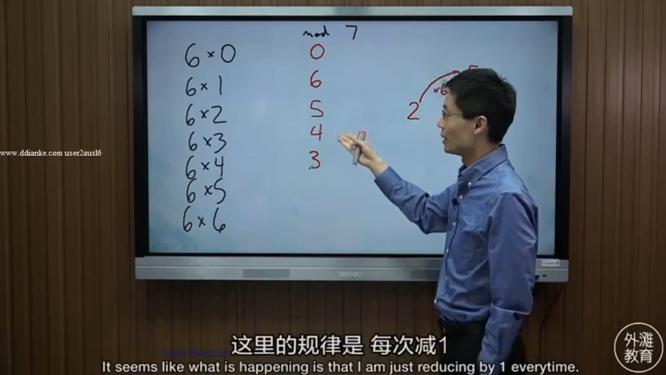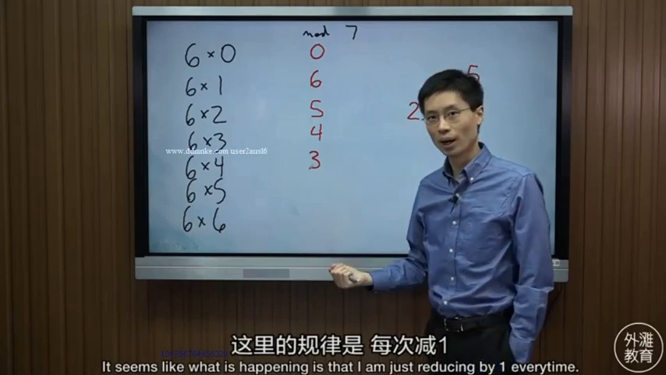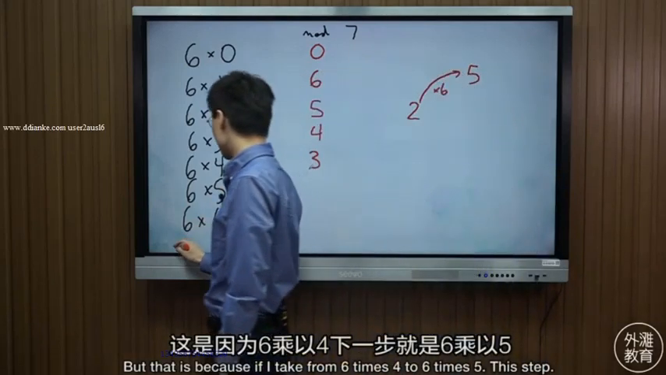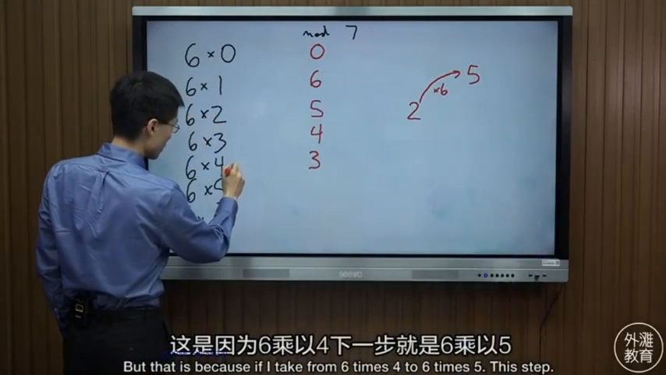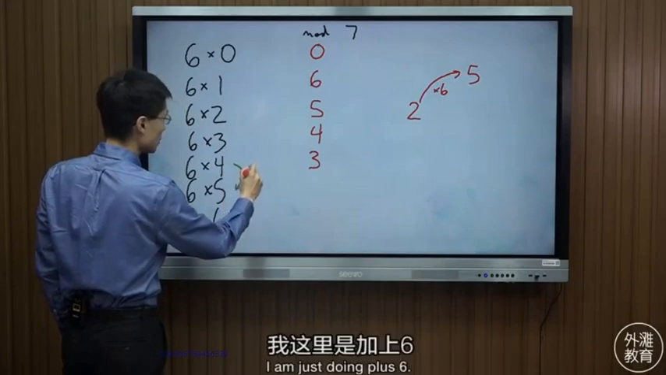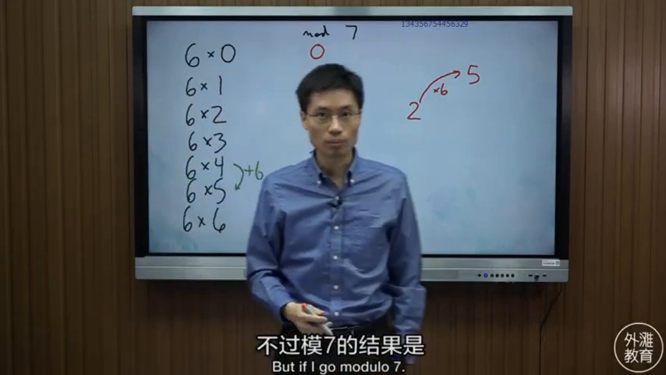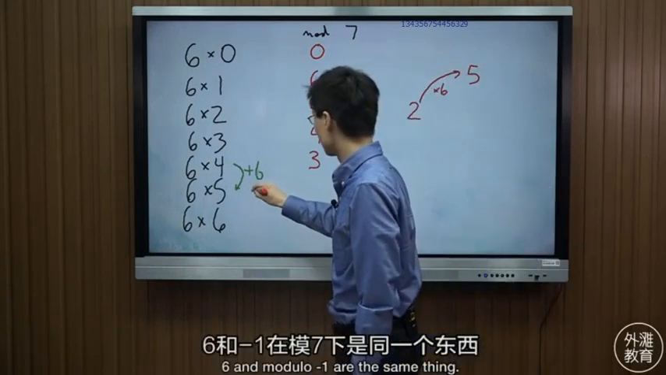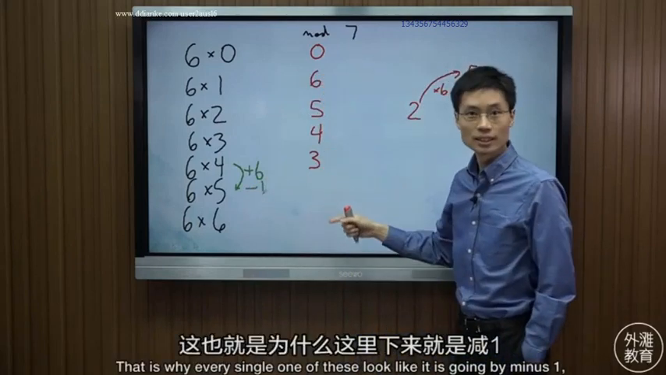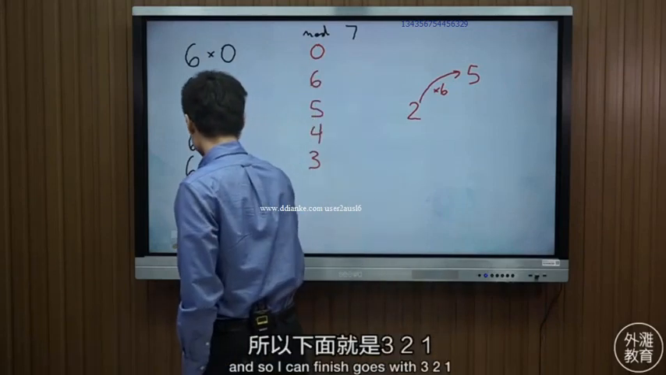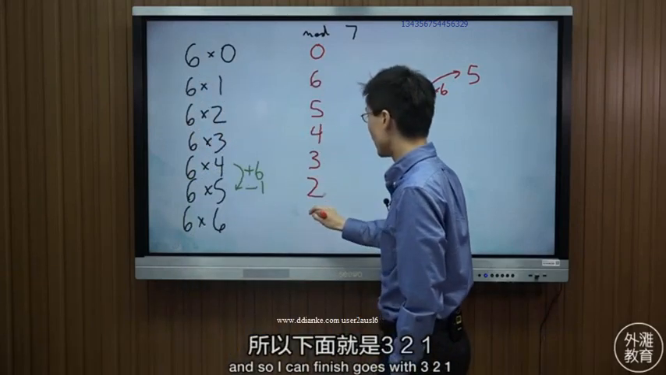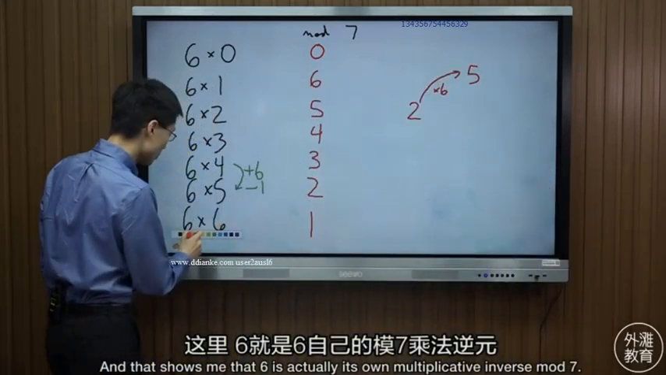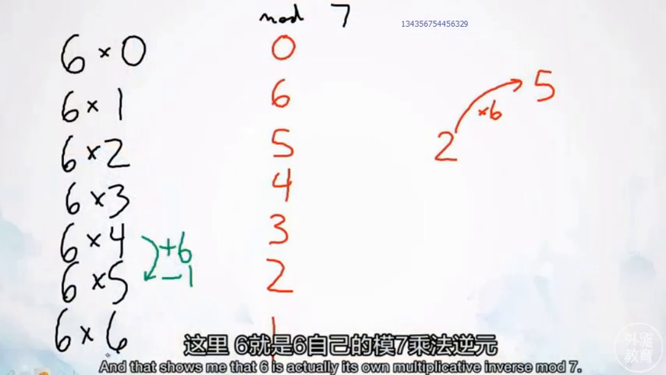It seems like what's happening is I am just reducing by 1 every time. But that is because if I take from 6 times 4 to 6 times 5, this step, what am I doing? I'm doing plus 6. But if I go modulo 7, 6 and minus 1 are the same thing. That's why every single one of these looks like it went with minus 1. And so I can finish. This goes to 3, 2, and 1. And that shows me that 6 is actually its own multiplicative inverse, modulo 7.